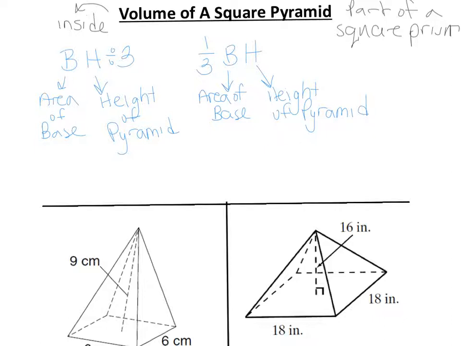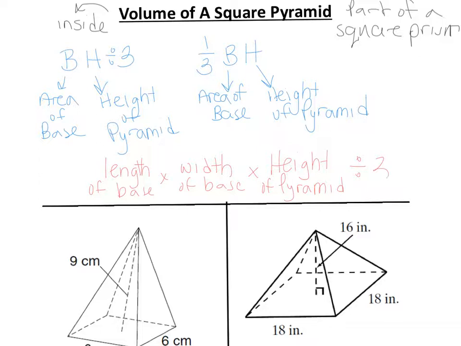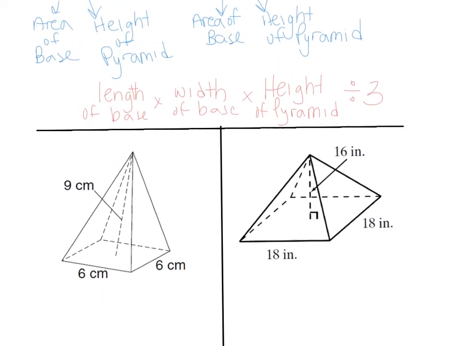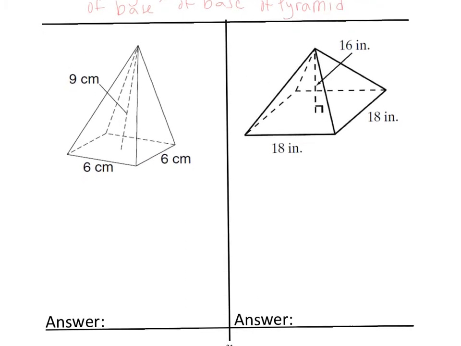Now, since we're dealing with the base, and the base is in the shape of a square, and we're dealing with area of the square, we are dealing with length of the base times width of the base. Again, length times width is the square times height, big height of the pyramid. And then we have to divide by 3, or we can multiply by 1/3. I just know that majority of your calculators can't do fractions, therefore that's why I go with the divide by 3.